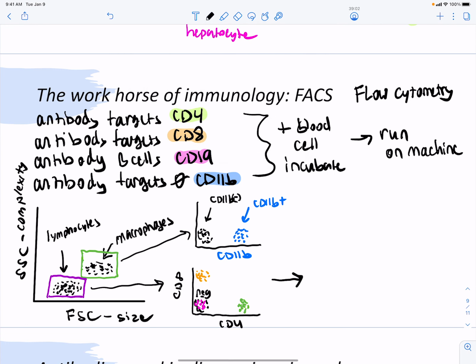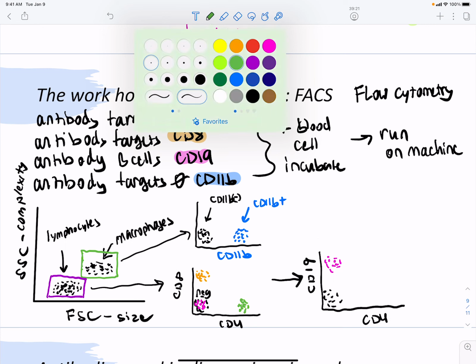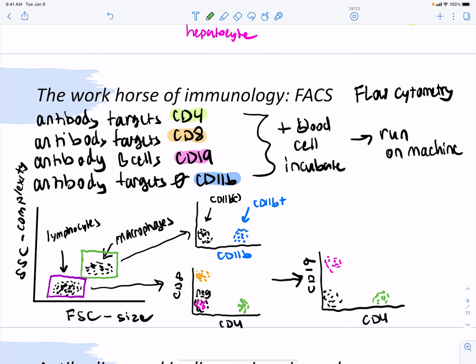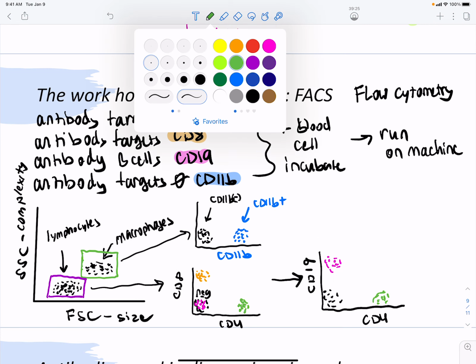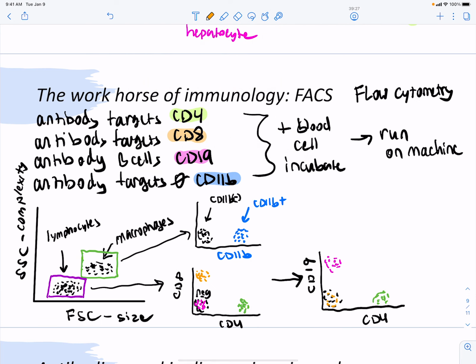Now we could have looked at this a different way. We could have said, well, we're interested in our B cells and our CD4 cells. So we'll put CD19 here, and we'll put CD4 here. And again, we'll have our negative population here. We'll have our CD19 positive population here. And we'll have, again, our CD4s over here. And within that negative population, we're going to have our CD8s, of course. And so you can do many things with this.